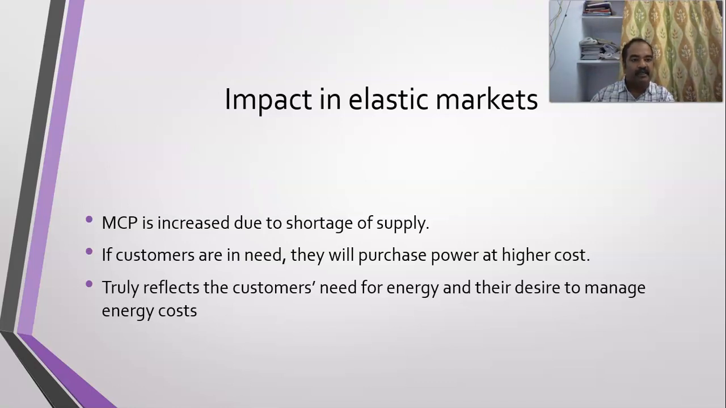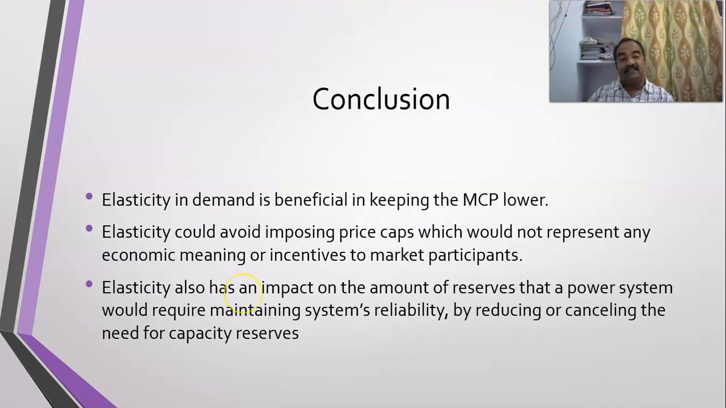That is to be countered by the independent system operator, either by bringing in additional generation resources. So it is the role of the independent system operator to do every job in order to control the market clearing prices. So what is the impact on elastic markets? MCP is controlled either by supply or demand. The better way to show competitiveness in the market is to employ proper practices. So don't try to incorporate price caps. It is an anti-competitive thing. If there are any sudden shortages or sudden outages of generators, you should bring in more reserves. So the conclusion is that elasticity in demand is always beneficial in keeping the MCP lower.